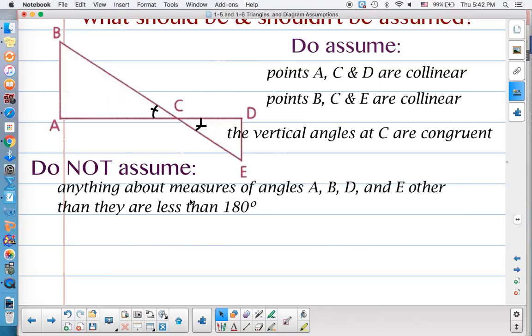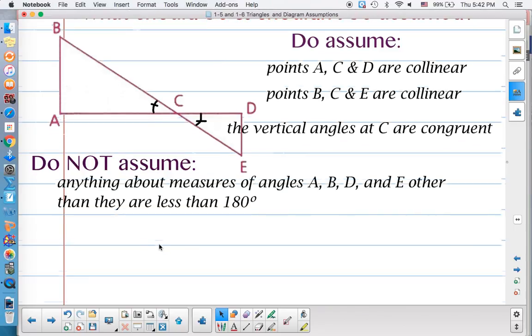We can't tell anything about the measurements of angle A, B, angle D, angle E, other than that they're less than 180 degrees. We should not assume things like angle A's measure would be bigger than angle C's measure. We don't know that.